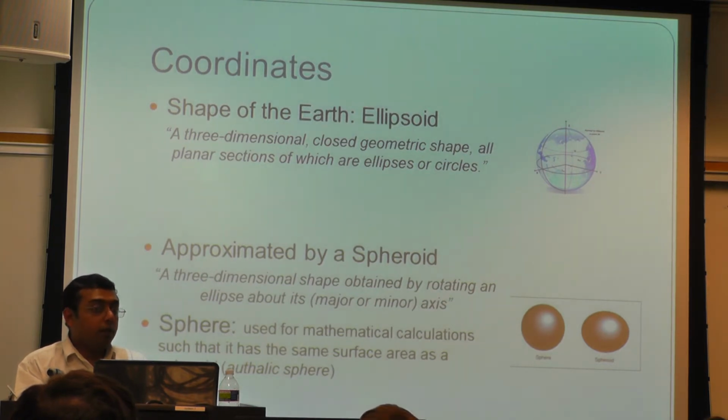When do they use spheres? They only use spheres to do mathematical calculations. And they don't use just any sphere. They use a sphere which is constructed such that the surface area of the sphere is the same as that of the spheroid. And there's a name for that. It's called an authalic sphere.